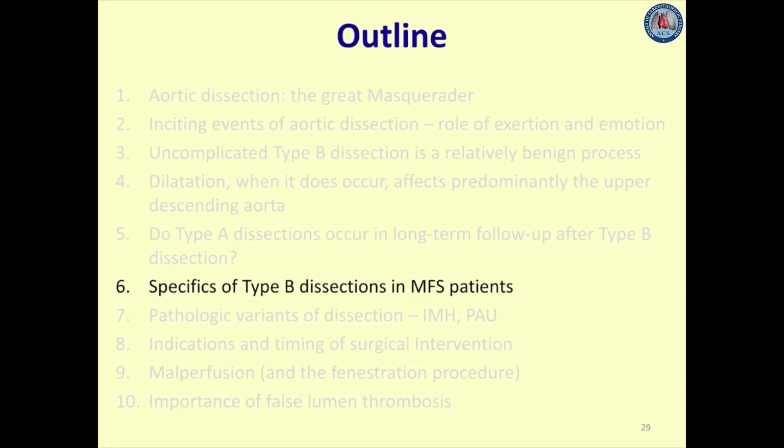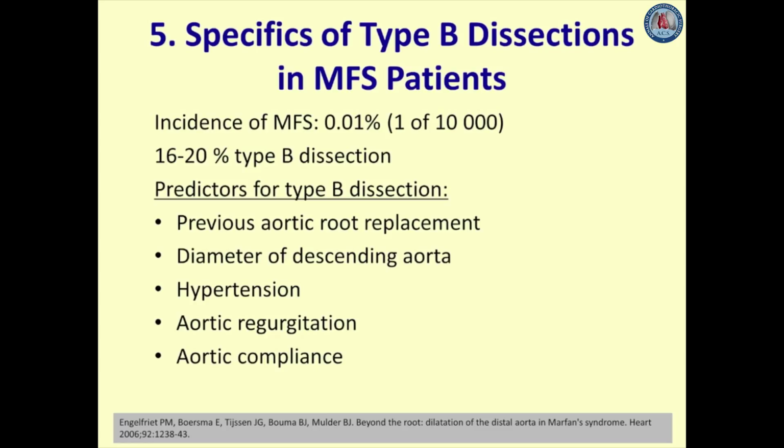It's worth looking at type B dissections specifically in Marfan's patients. In Marfan's patients, it has been found that the predictors of a dissection occurring, and about 16 to 20% of Marfan dissections are type B, the predictors are a previous aortic root replacement, a large diameter of the descending aorta, severe hypertension, the presence of aortic regurgitation, and the presence of highly abnormal aortic compliance.